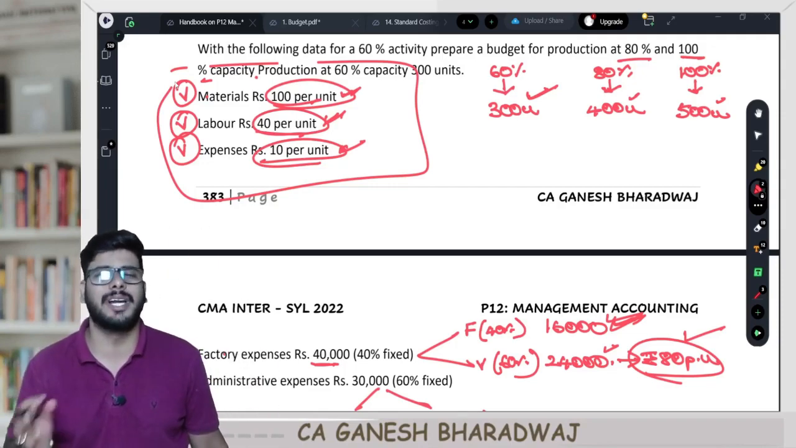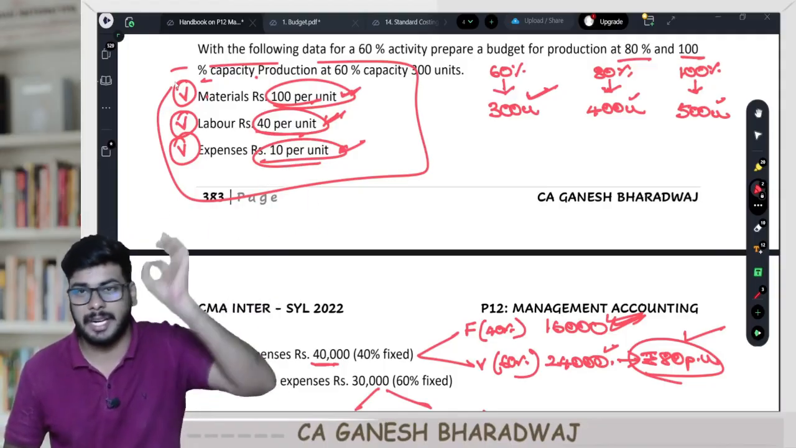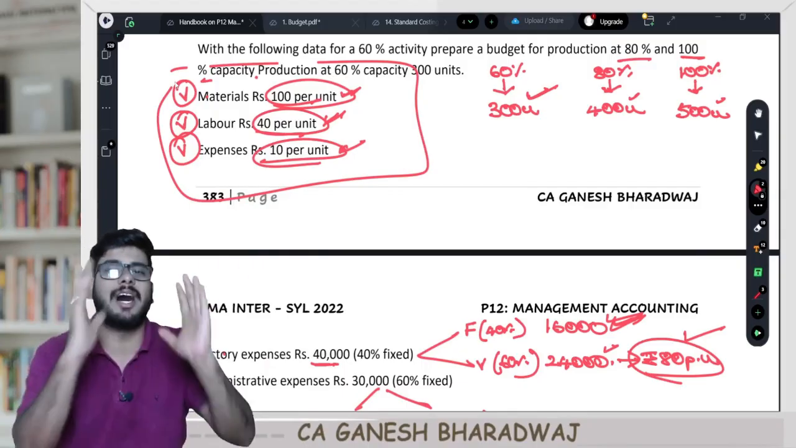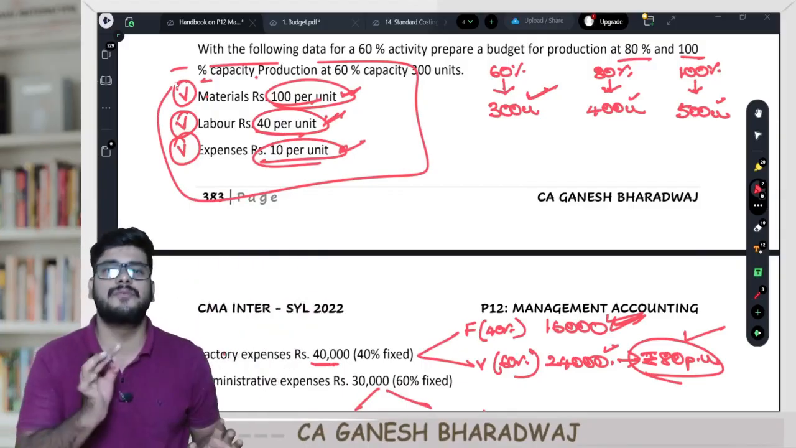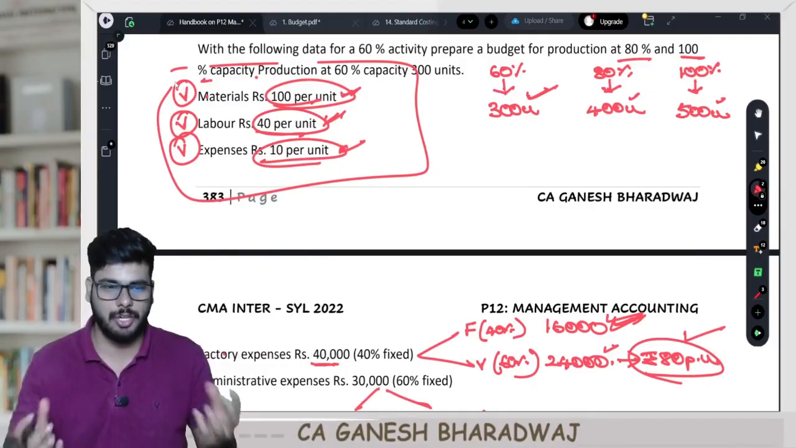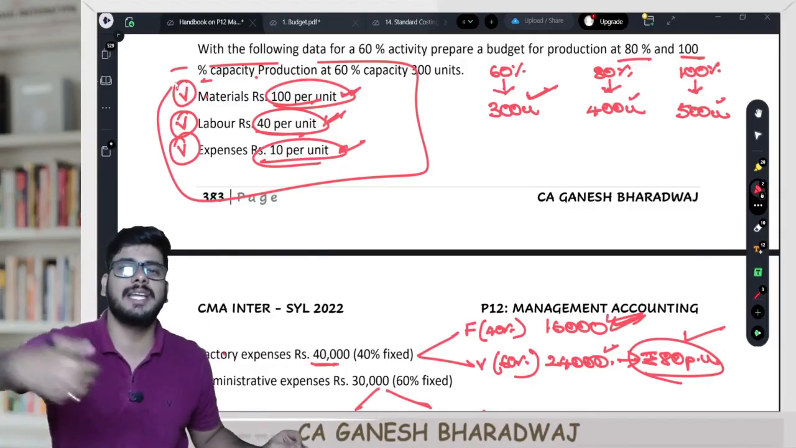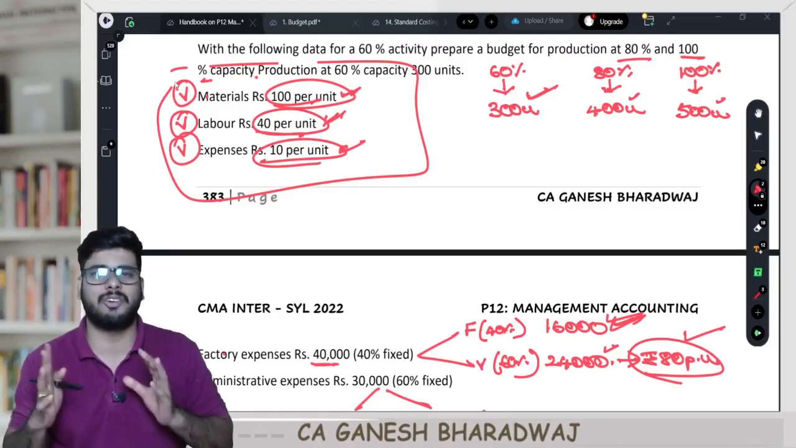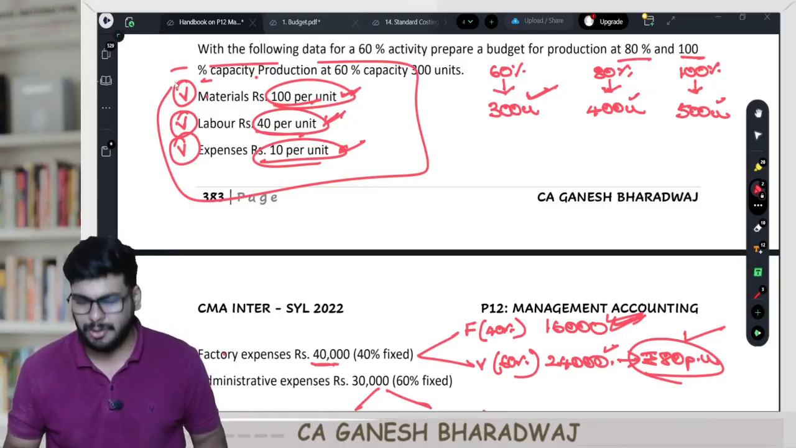How will you do that? Very simple. First, you segregate which are the variable components and which are the fixed components. For variable components, you arrive at the variable cost per unit. For fixed components, you arrive at the fixed cost in total. If you have this readily, for any output level, you can prepare the budget. Are you clear with this? And that is the concept of flexible budget. Are you clear with this, guys?